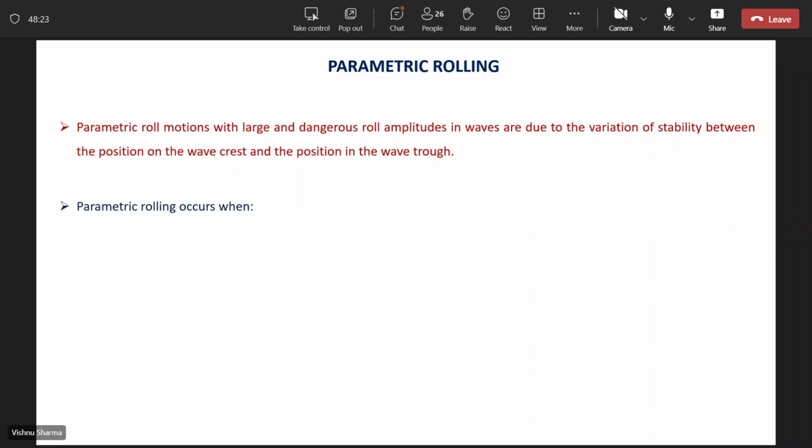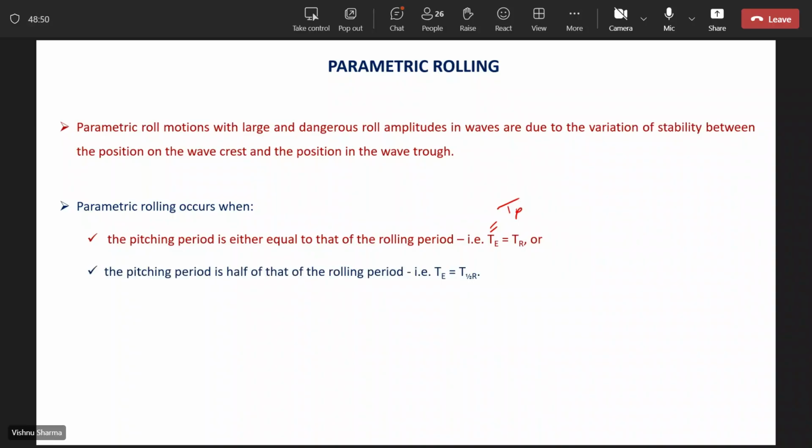Parametric rolling occurs when the pitching period is the period of wave encounter. Why? Because whatever period the wave encounters from ahead or nearly ahead, the pitching period will be the same. So the pitching period is either equal to the rolling period, that means TE is equal to TR, because TE is equal to TP, pitching period, right? Or TE is equal to half the rolling period. In both these conditions, parametric rolling situation can develop.